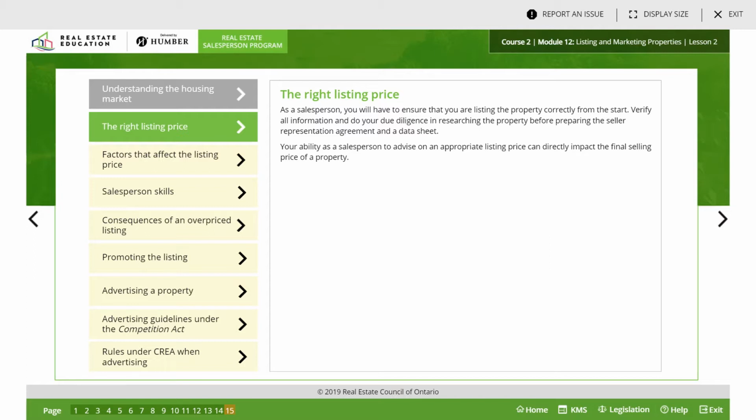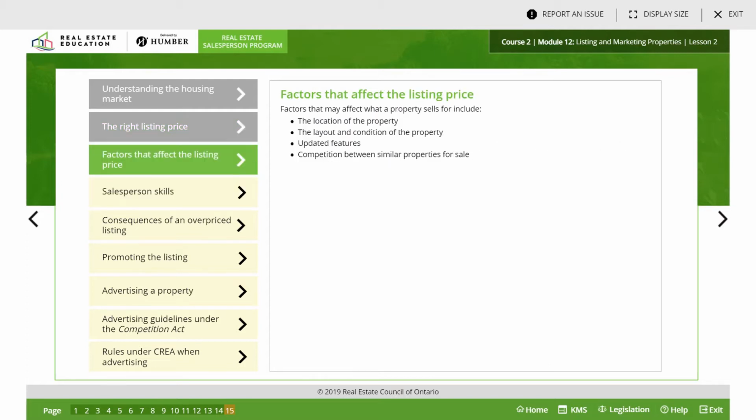Your ability to advise on an appropriate listing price can directly impact the final selling price of a property. Factors that affect the listing price are the location of the property, the layout and the condition of the property, updated features, and competition between similar properties for sale.